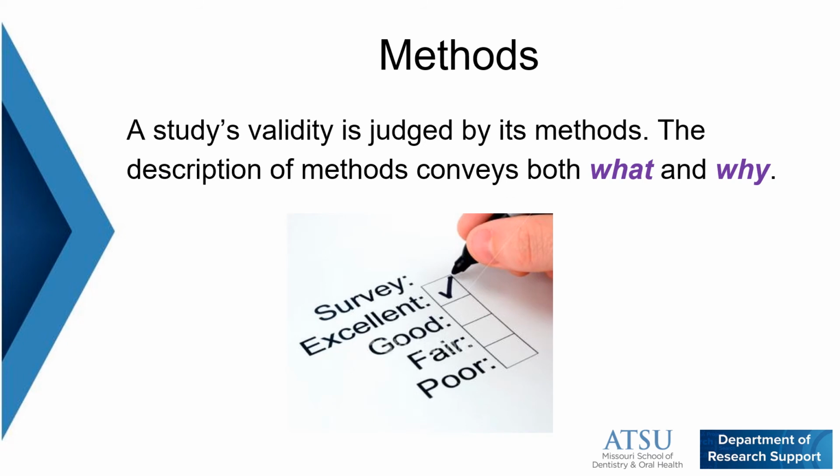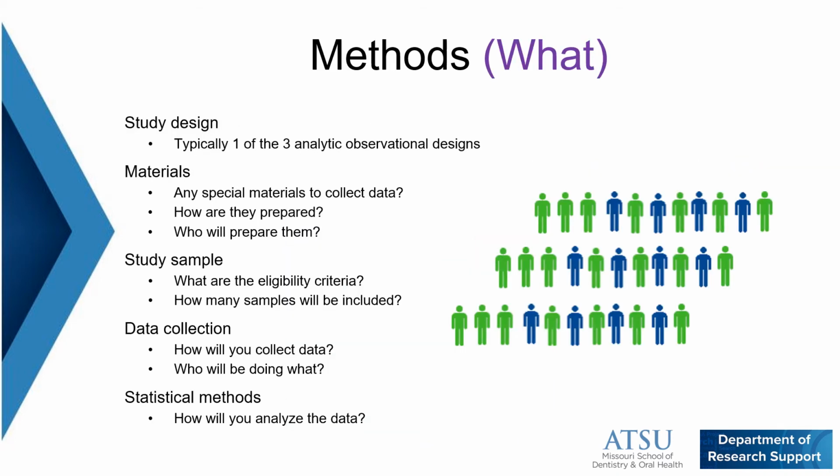Now that we've covered some basic study designs, let's talk about the rest of the methods. The methods provide the information by which a study's validity is judged. Therefore, it requires a clear and precise description of what was done and the rationale for why specific procedures were chosen. For the methods, you need to be precise on what you're going to do. Think of this as a recipe for your study so others can understand how they could replicate it.